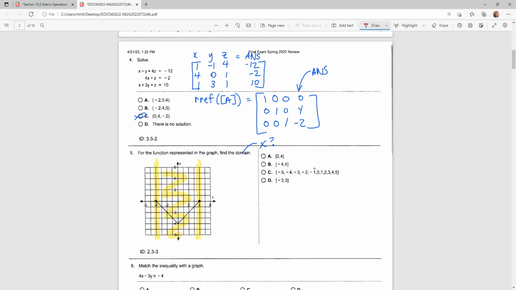There is a dot that is filled in at -4, and there is a dot that's filled in at 4. So it would be B, and there would be brackets because it's allowed to be -4 and +4 because it's filled in there, but it's all the stuff in between -4 and 4.